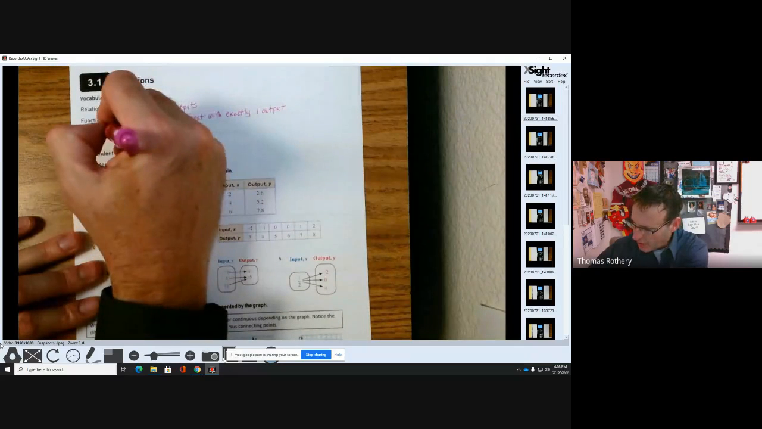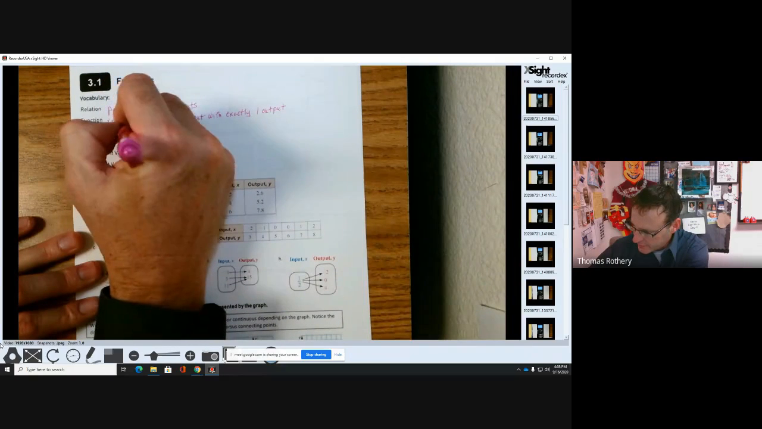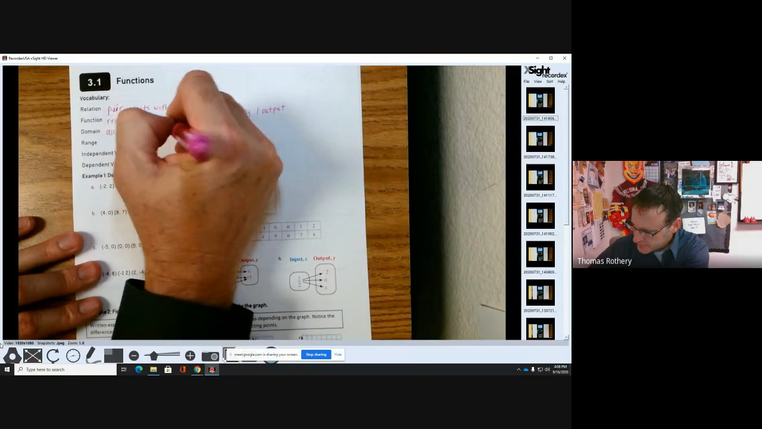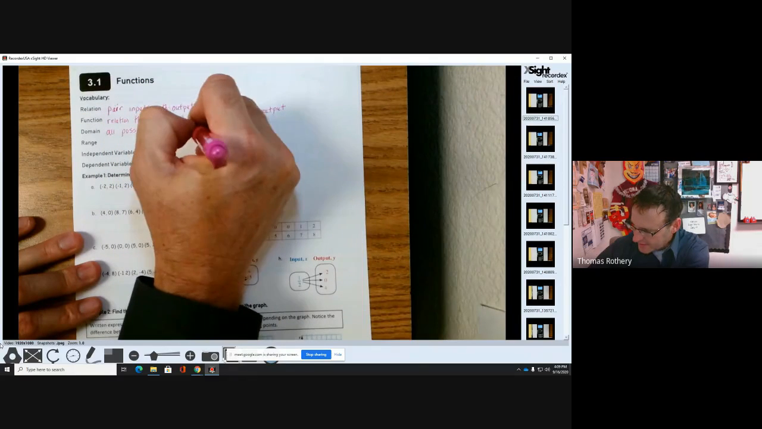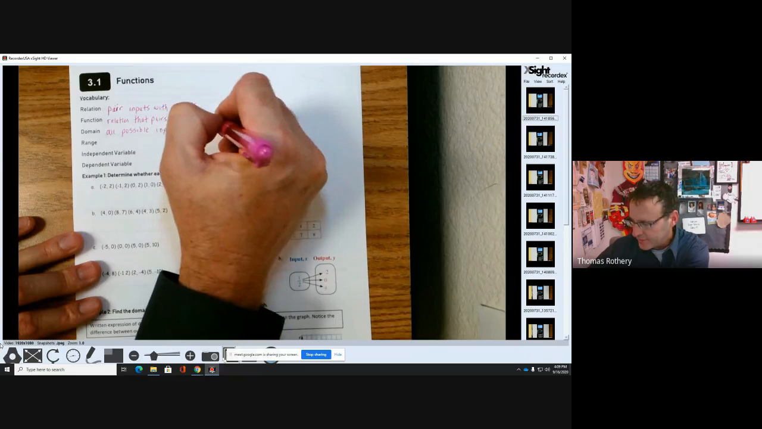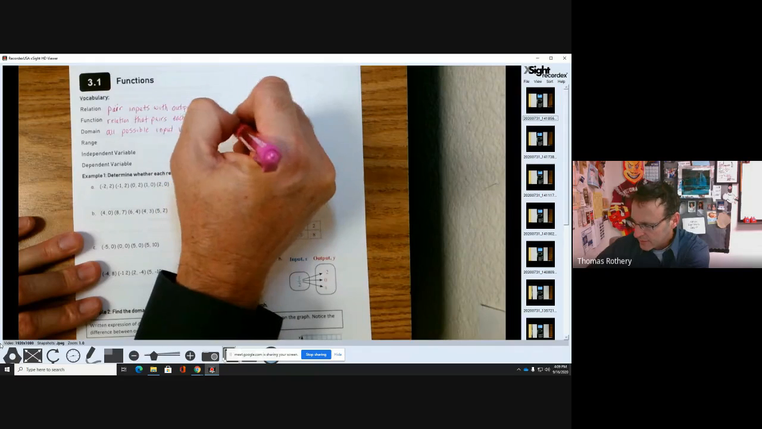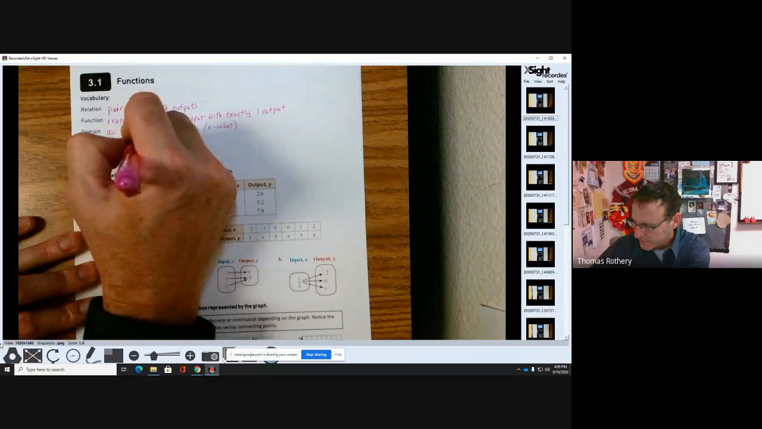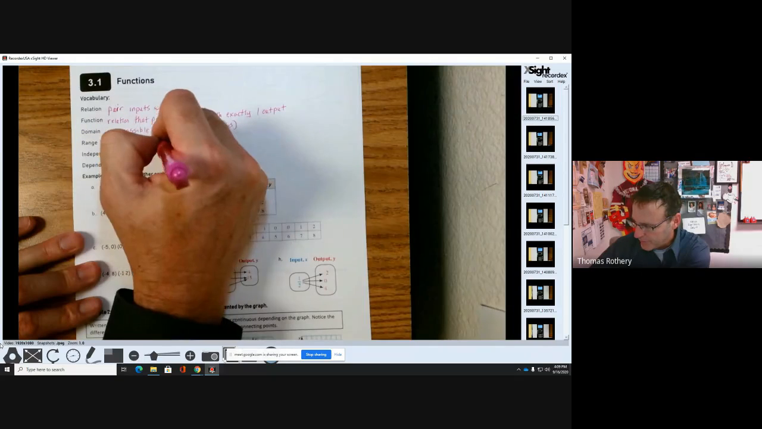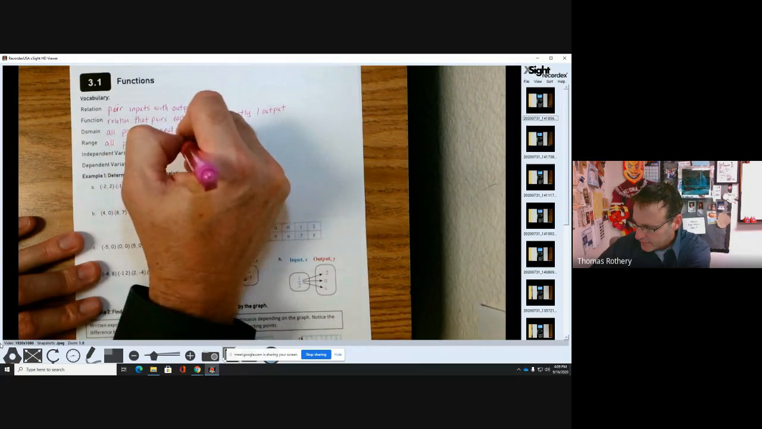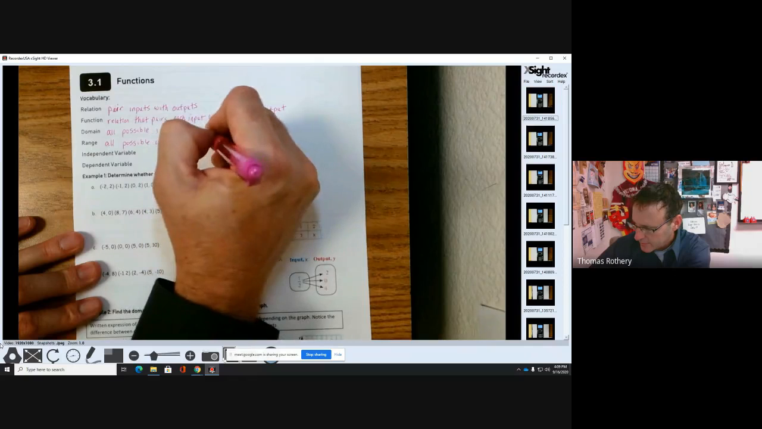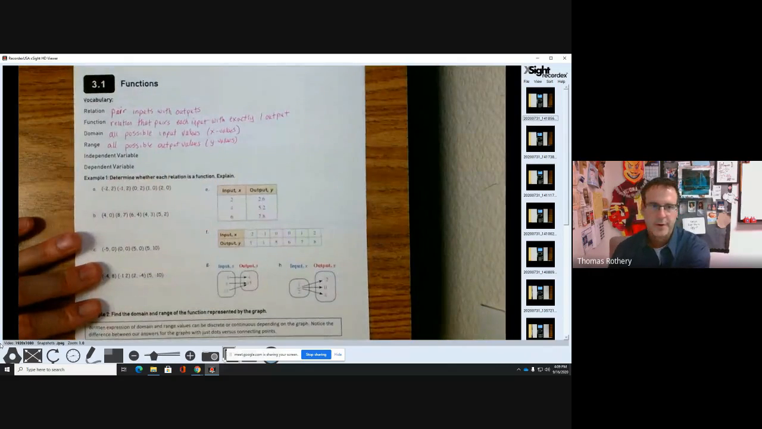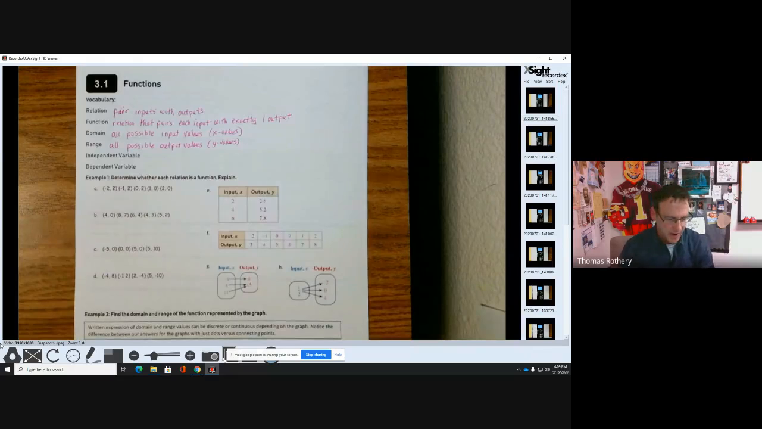Your domain is all possible input values. That is typically your x values. And your range is all possible output values. All right, let me give you a second to copy that down.